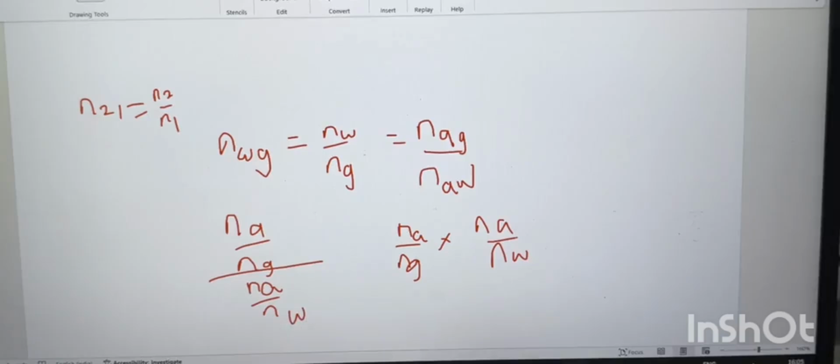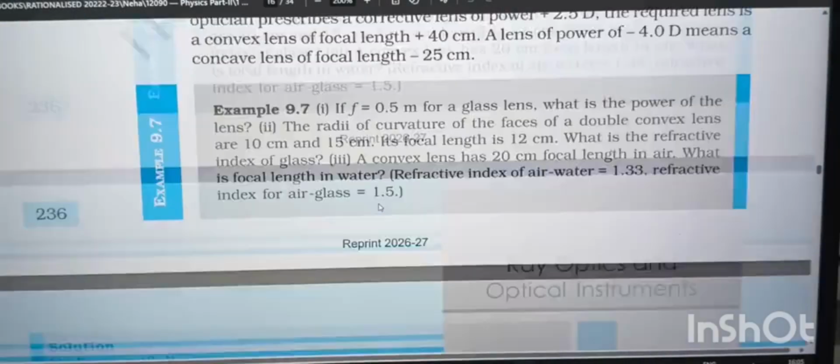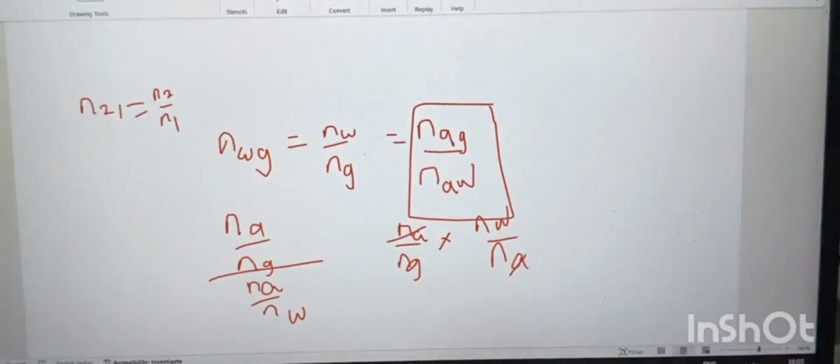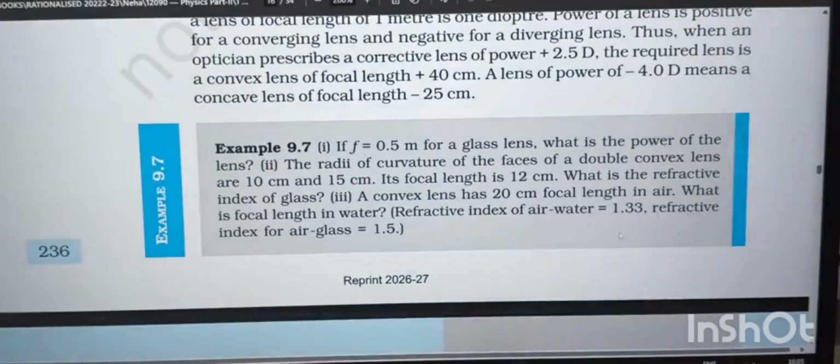Now you will interchange it as you get it to the numerator. Then it will be NW divided by NA. This NA and NA will get cancelled and you will get NW by NG. So we will consider this one. We know the values because glass and air they have given over here. For glass and air, the refractive index is 1.5. Then in the denominator we have for air and water, we have 1.33.